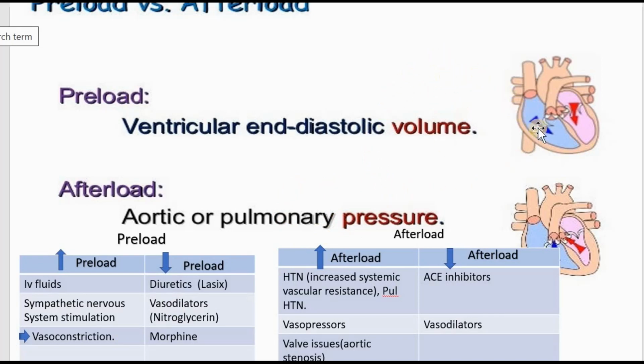So there is more volume coming. There is more venous return to the right side of the heart. More volume, again the preload increases. So what can decrease the preload?